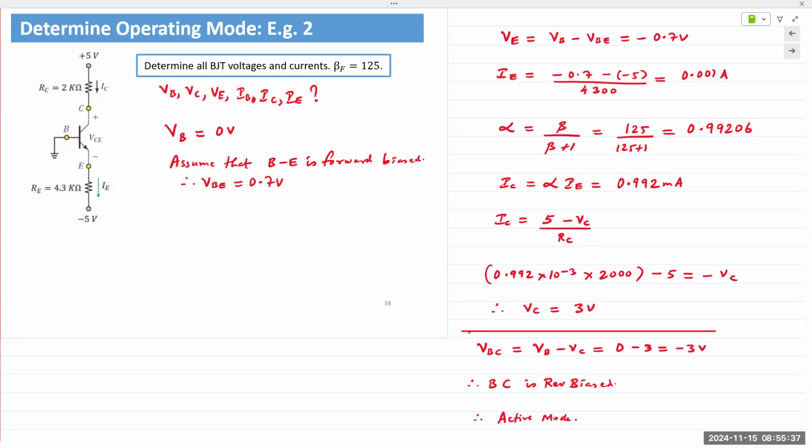If we tried saturation, we need to see if VCE is less than 0.4, which in this case, VC minus VE, 3 minus of minus 0.7, which would be 3.7 volts, larger than 0.4, hence not in saturation. It's again in active mode.